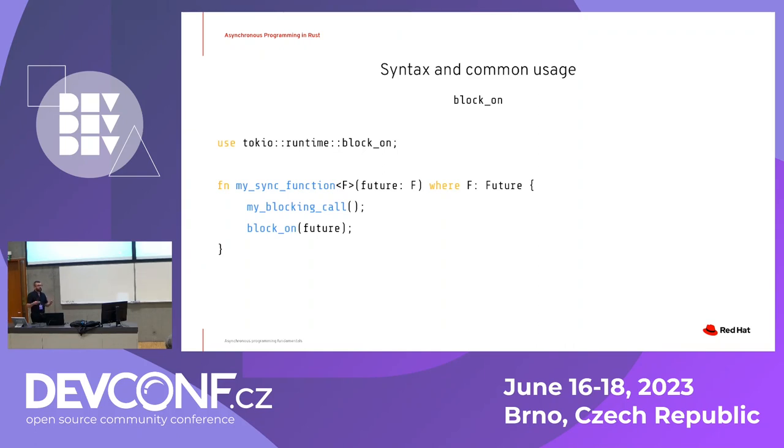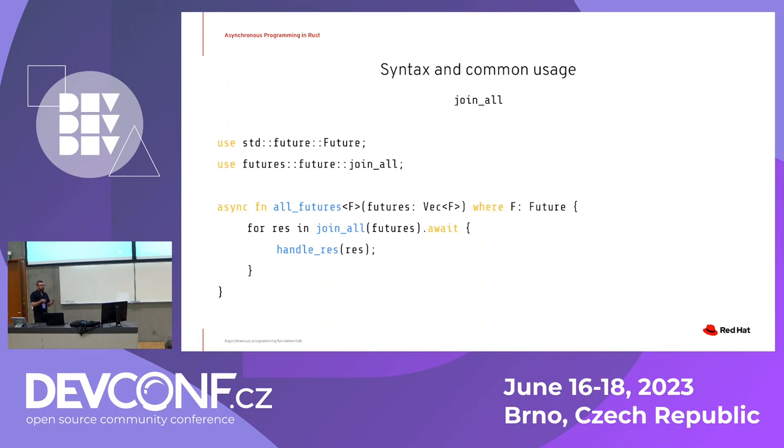So we can call the blocking call, and then we can get the asynchronous API and block on it so that we block until it's ready, because you can't use await outside of an asynchronous function. So you would need to block on the asynchronous code. This would evaluate it asynchronously in the background, blocking until it's complete.